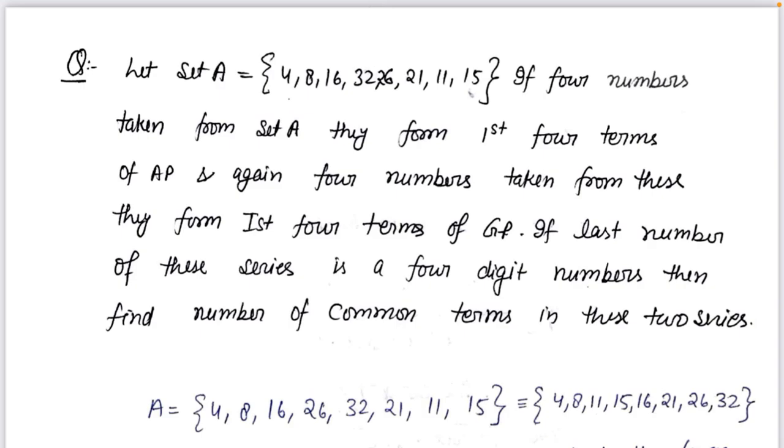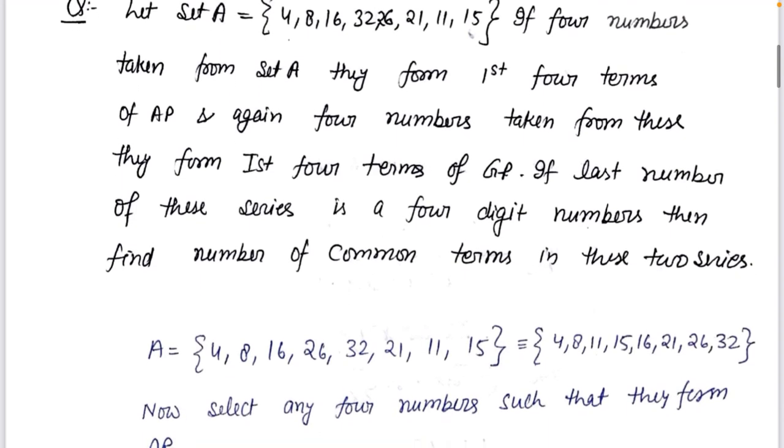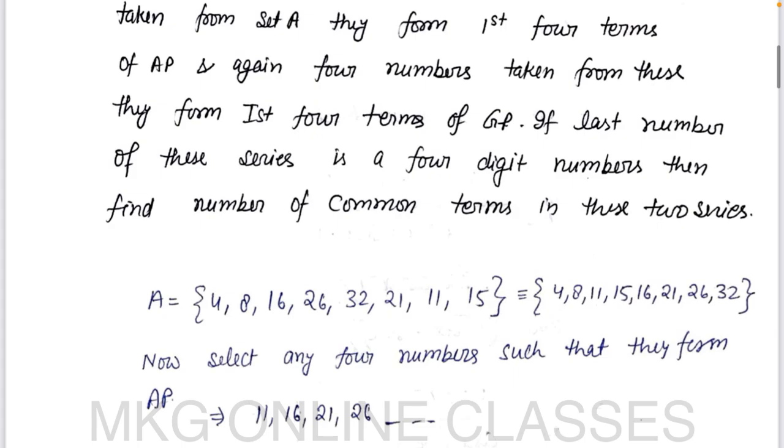Let me take 11. 11 plus 5, 16, 16 plus 5, 21, 21 plus 5, 26. Yes, 11 plus 5, 16, 16 plus 5, 21, 21 plus 5, 26. So 11, 16, 21, 26 are the 4 terms which will form AP. So yes, correctly we have thought 11, 16, 21 and 26 are forming AP.